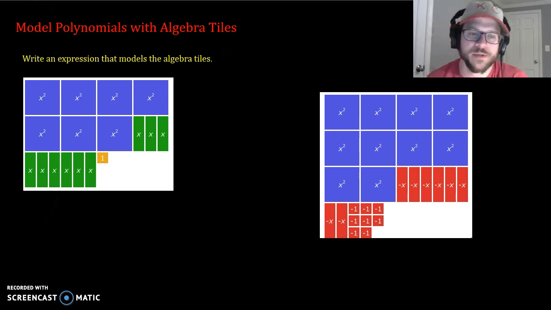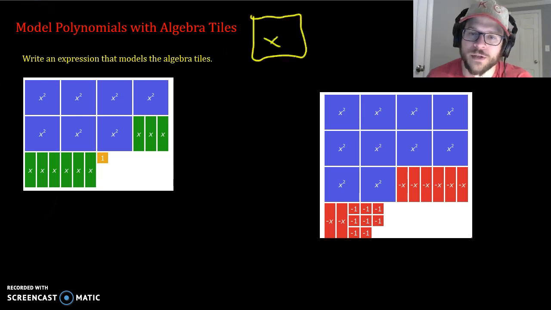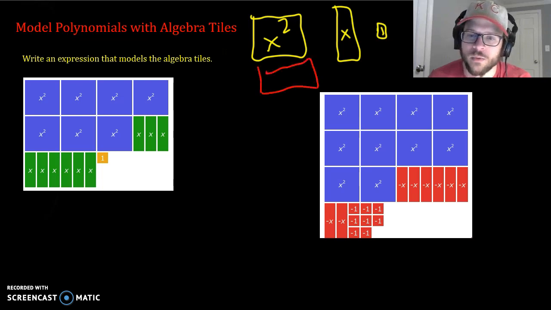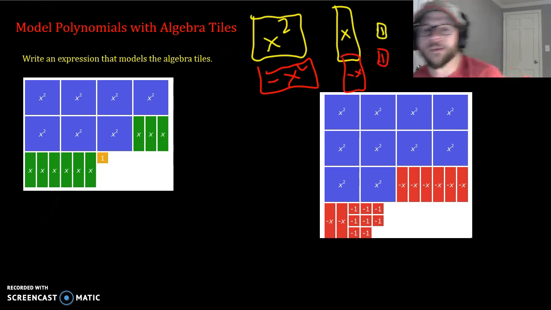So again, the three types: you're going to have a square, which is an x squared term. You're going to have a bar, which is an x, and then you're going to have a smaller square, which is just going to indicate a 1. And anything that is on the red side will be a negative. So you have your negative x bar, and then you have a -1 in your smaller square.